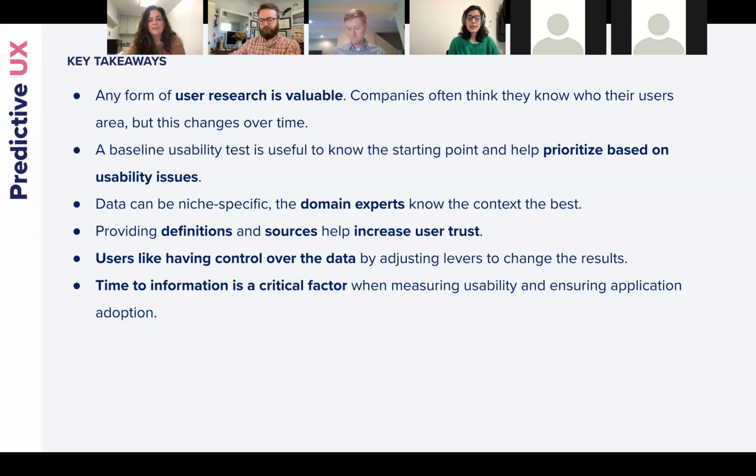So next, a baseline usability test is really helpful to know the starting point and to really know what you're testing improvements against. This also allows us to understand the user's current state and know what actually works well and what they're used to.